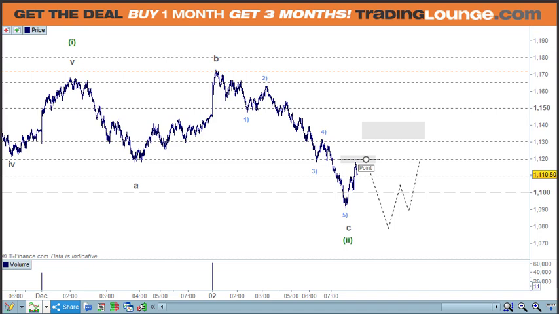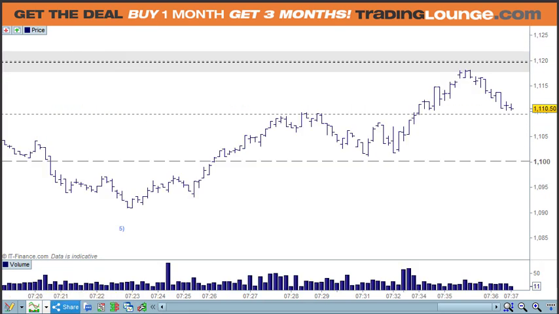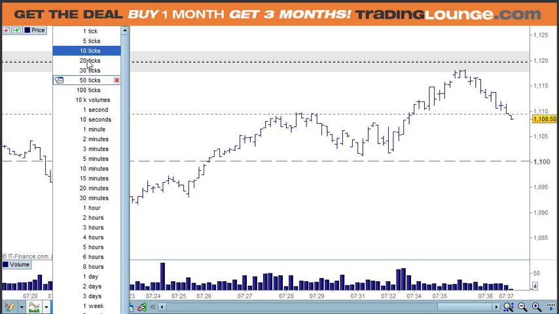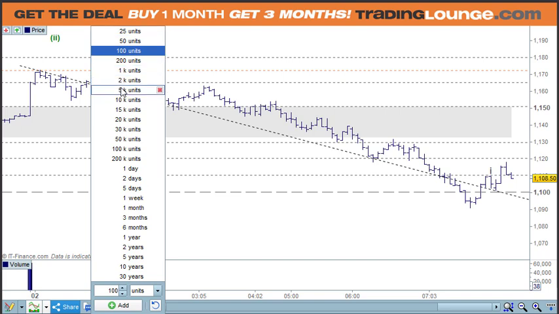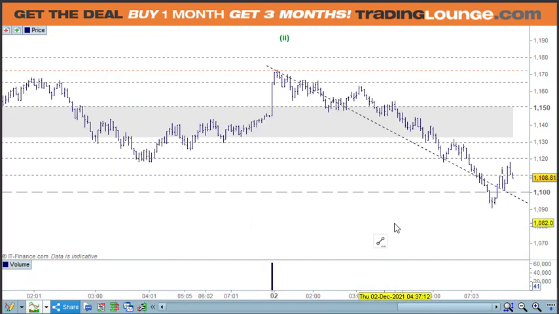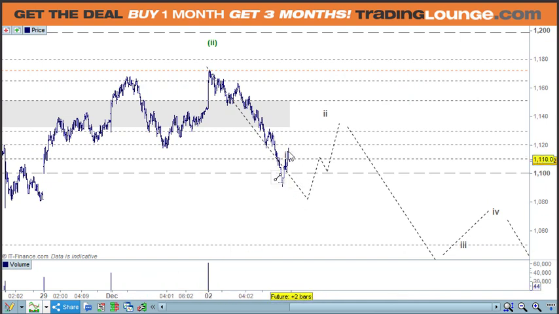Coming back to the 100 ticks here, we don't want that. Where are we here? We want this one. So yeah, there could be one more little move down here. I'm not quite sure about that. But this is how it sort of plays out.